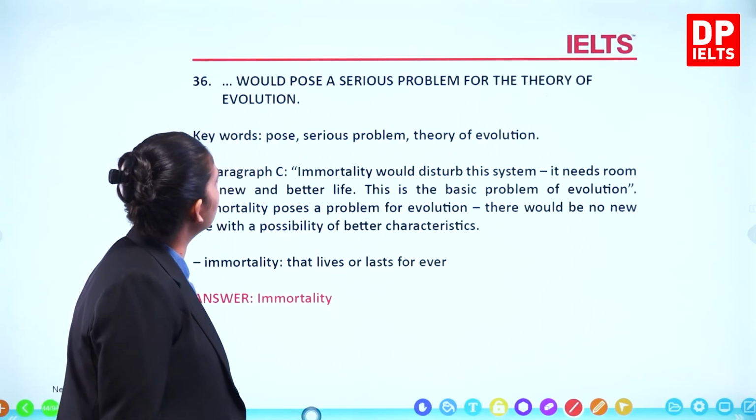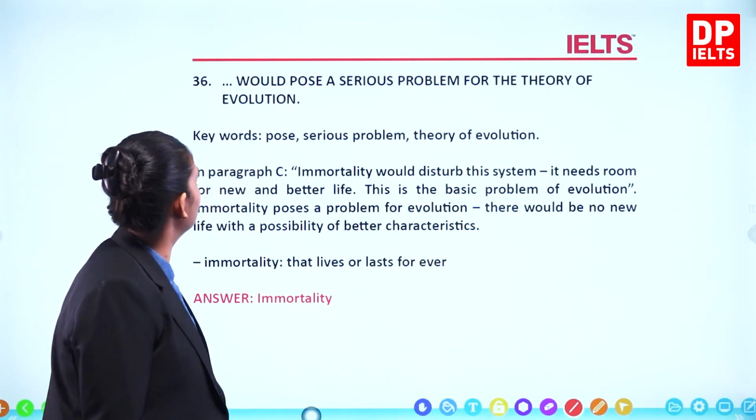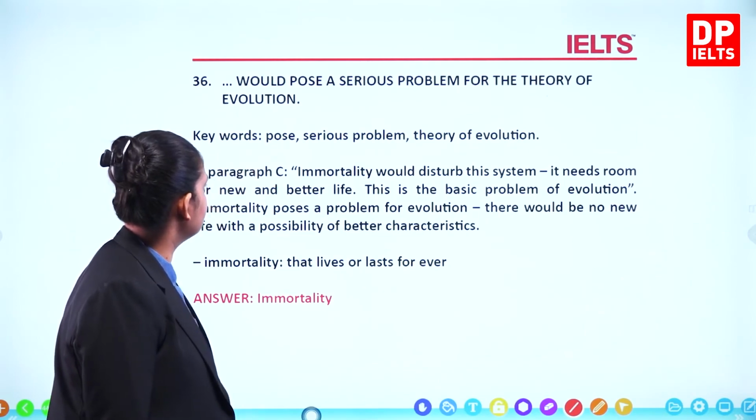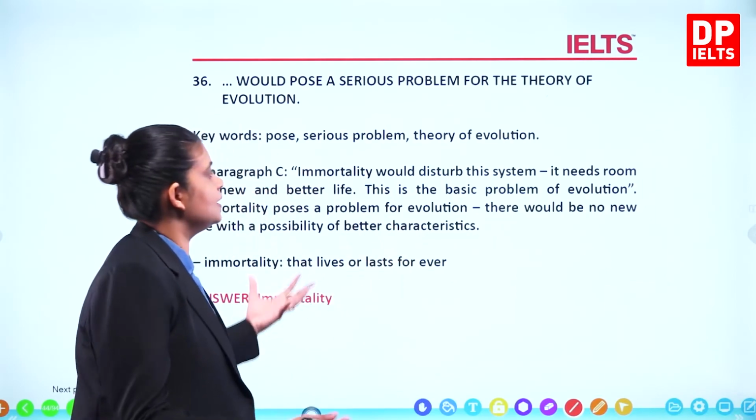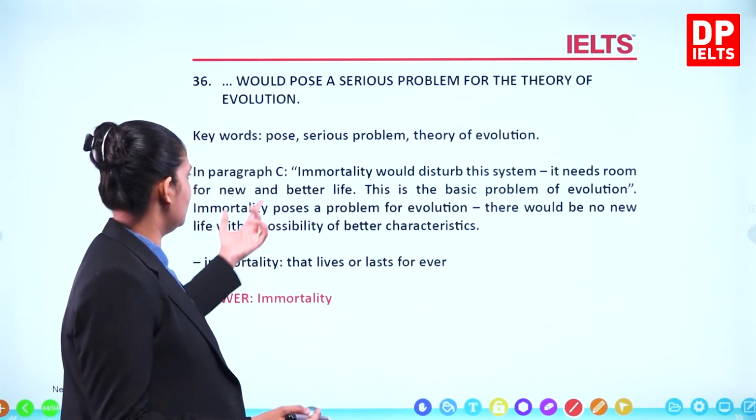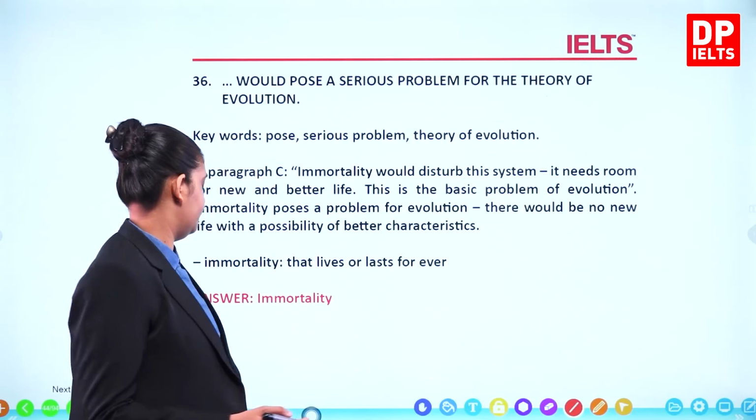36. Blank would pose a serious problem for the theory of evolution. So what is it? Immortality would disturb this system. Disturb means there's a serious problem. So the word is immortality, right?